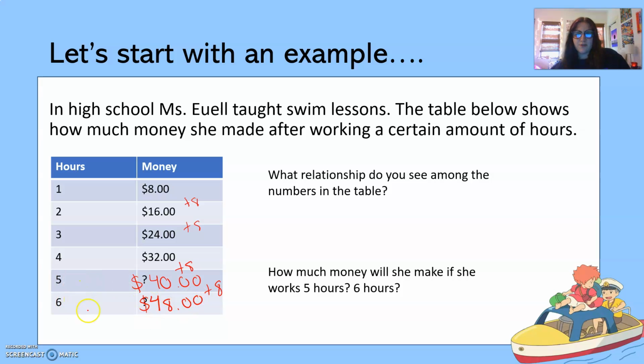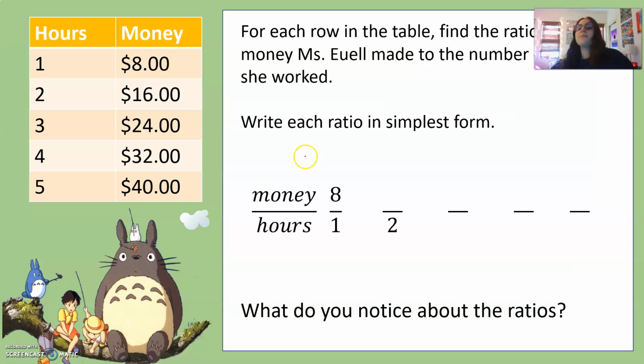So a 4 to 6 hour shift was pretty common. So if I worked for 5 hours, I'd make $40, and I would do that a couple times a week, and the money adds up. Not too bad for high school. So we see a relationship where we're adding 8 every time we go up an hour. So let's take a look at some other questions.